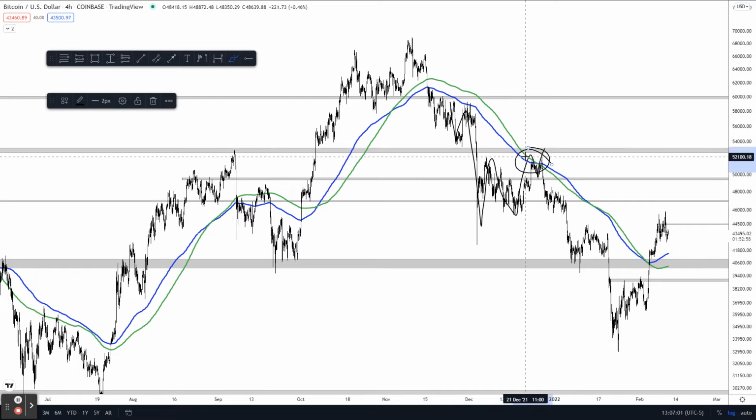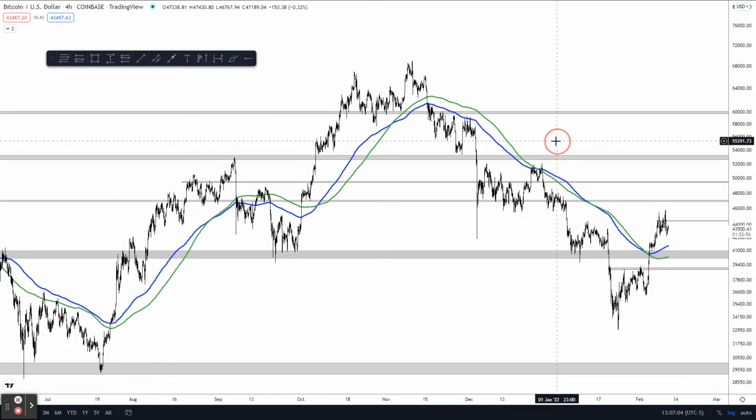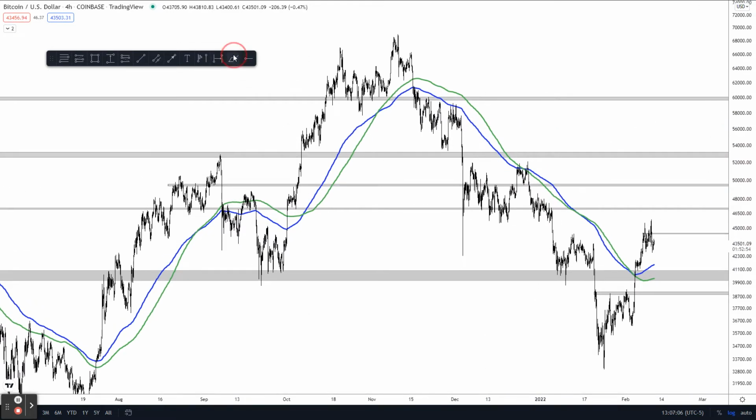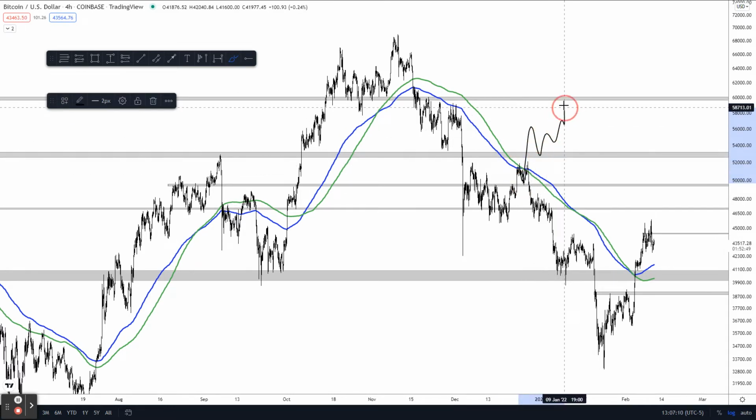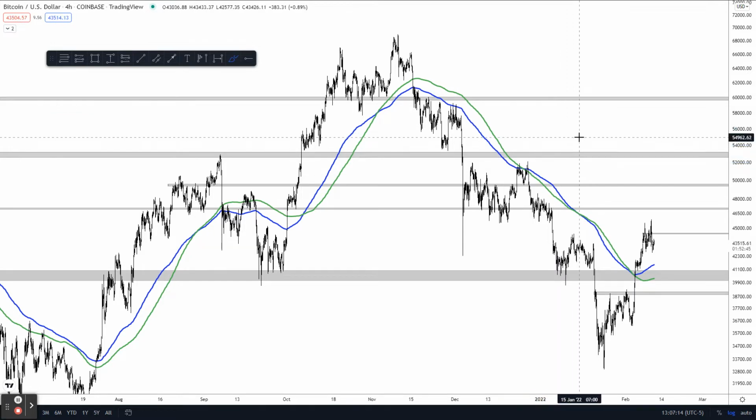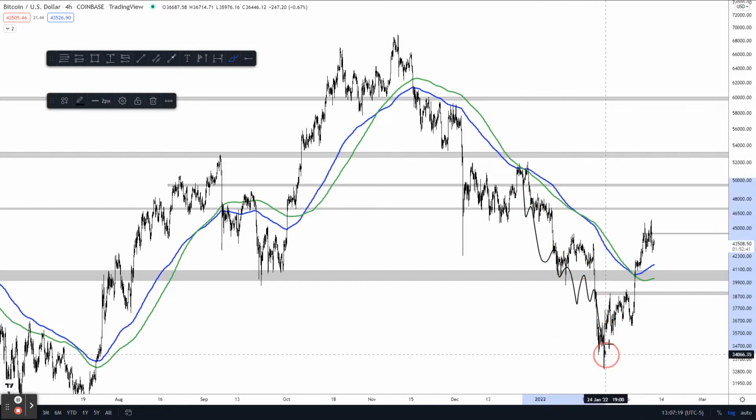Same exact thing over here, right? 4-hour 200s, things like daily market structure. And this time around, we're validating that analysis further with confluence with something like our 53K daily supply zone. So we're tacking that on to everything, right? Same exact idea.